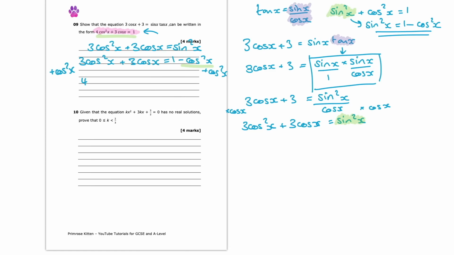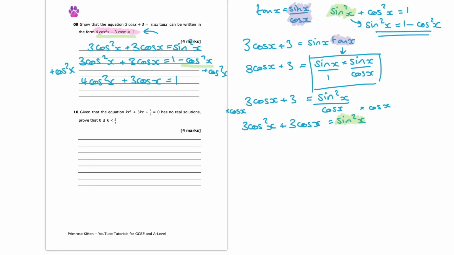And then we get the 4 cos squared x plus 3 cos x equals 1. Done. Perfect. So I hope that made sense. Hopefully you can see that you have to know those identities because without them, you couldn't even begin this question. But perfect, that's really good.